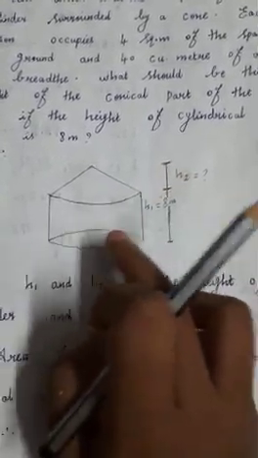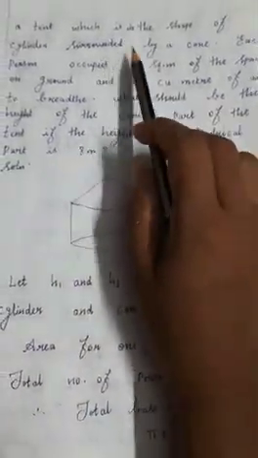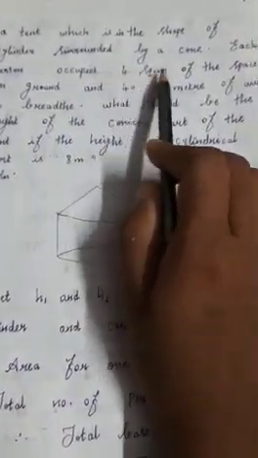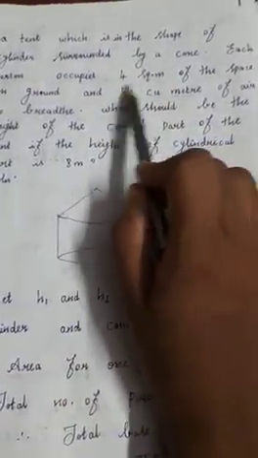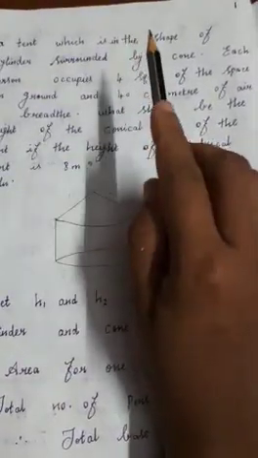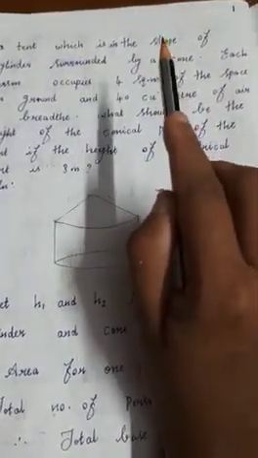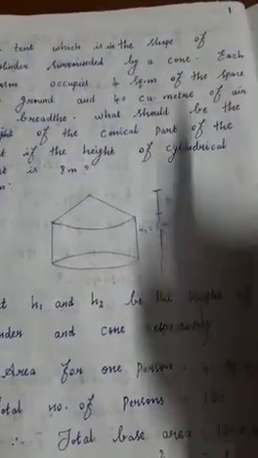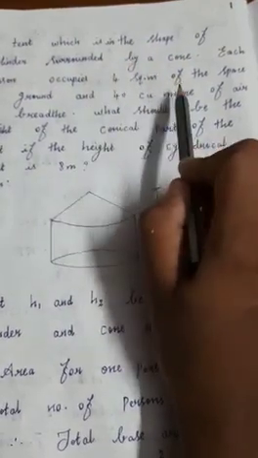How many persons need to sit? 150 persons. In our question, they have given that each person occupies 4 square meters, so one person needs 4 square meters. Only the area is given. One person needs 4 square meters, so 150 persons need how much square meters? How will you find out? You have to multiply and find out.